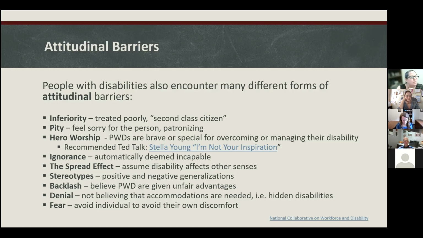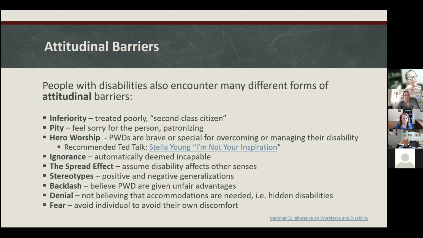That pity, if you know somebody has a disability and you're feeling sorry or maybe patronizing in how you interact or talk about them. There's the other side of that, the hero worship, that, oh my God, it's amazing. You're a person with disability. It's so amazing that you've overcome and done these things.